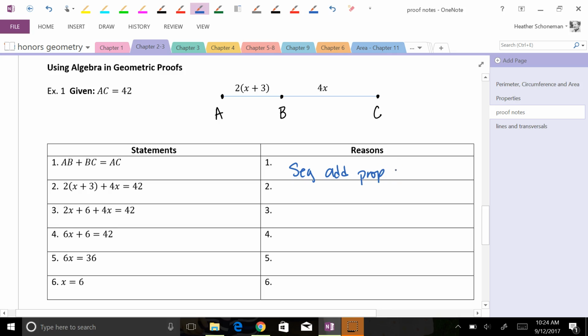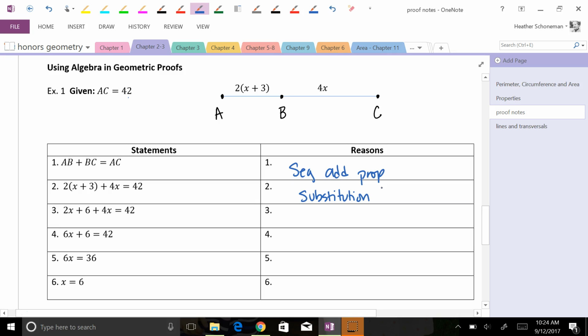Alright, now it looks like instead of writing AB, they wrote what AB is, which is 2 times the quantity x plus 3. Now, instead of writing BC, they wrote 4x. Instead of writing AC, they wrote 42. Well, if we replace something, that wasn't one of the properties I gave you, but I think we know if you replace something, that's substitution.